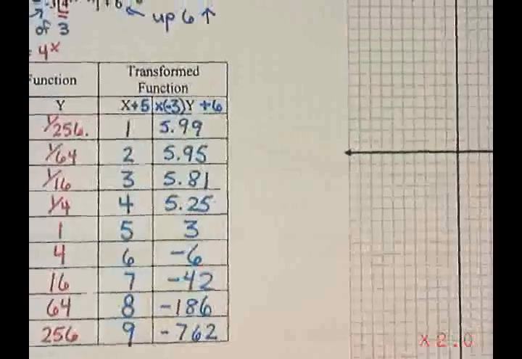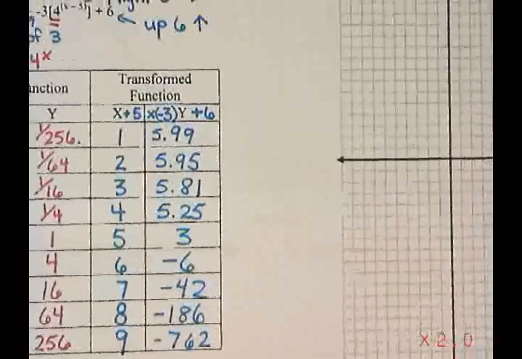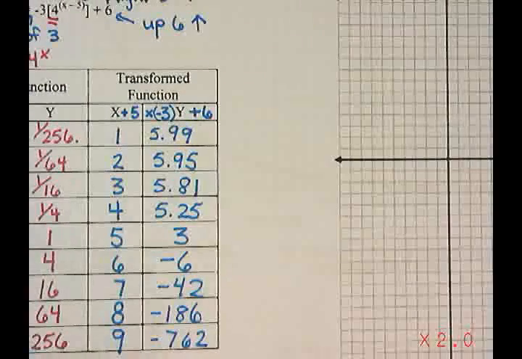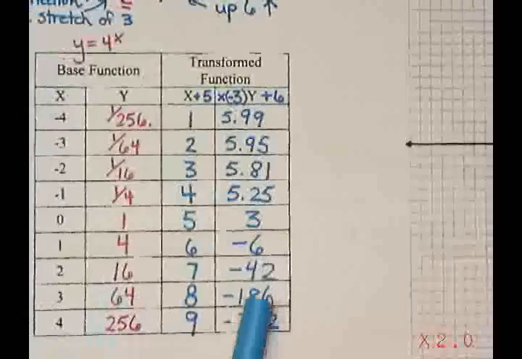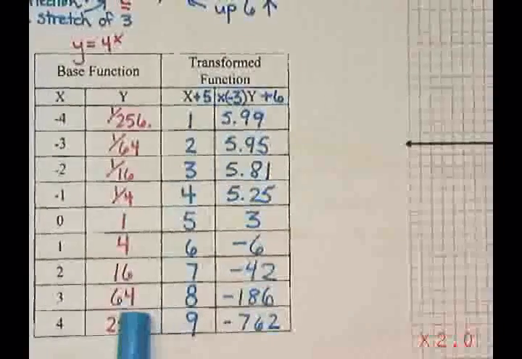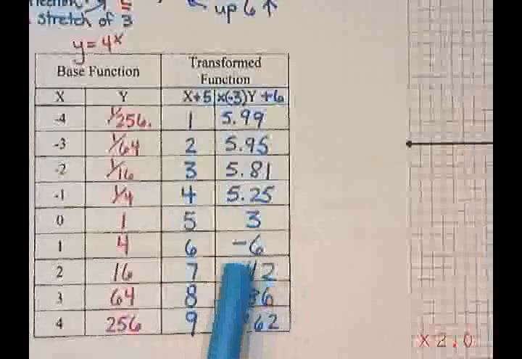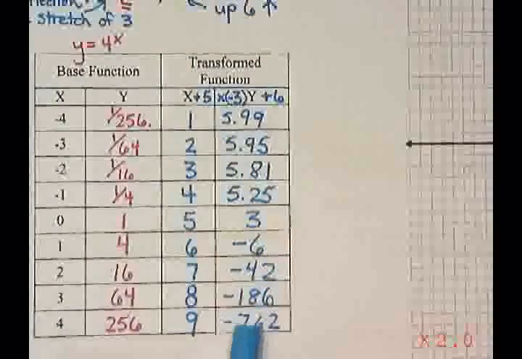So what I want to do is plot those points on my graph. I don't need to graph the pink ones. Those were just the base function to help me figure out these ones. So we very rarely graph the base unless it asks for it. We generally just graph the transformed function.